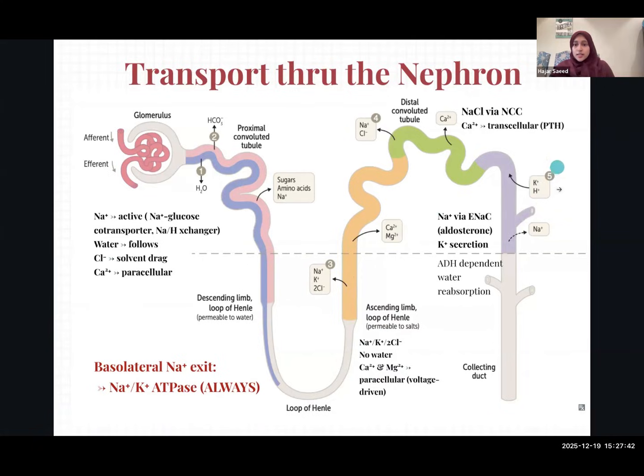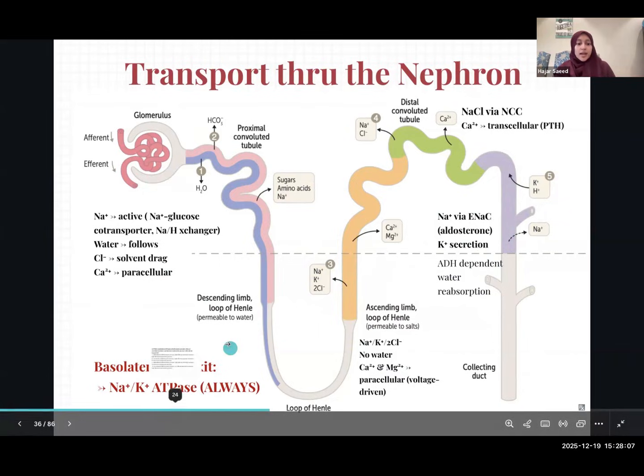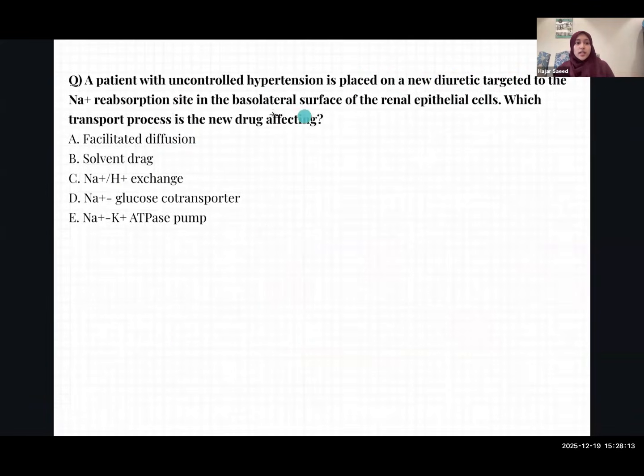Then later on over here, this is aldosterone dependent. We have sodium absorption and potassium excretion. And then we have antidiuretic hormone dependent water reabsorption. One more thing, all of this is over the apical membrane, all of this is absorption. But to get the sodium and potassium, to get everything out of the cell and into the blood, we always use sodium potassium ATPase. That is the basolateral transporter that's going to be the most important. So whenever this question was saying, how do we do sodium reabsorption in the basolateral surface, it's always going to be sodium potassium ATPase.